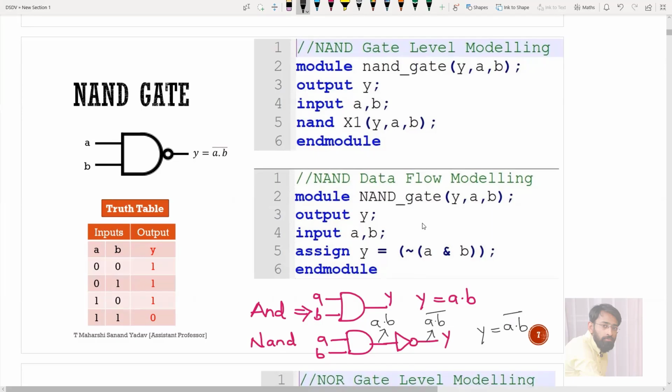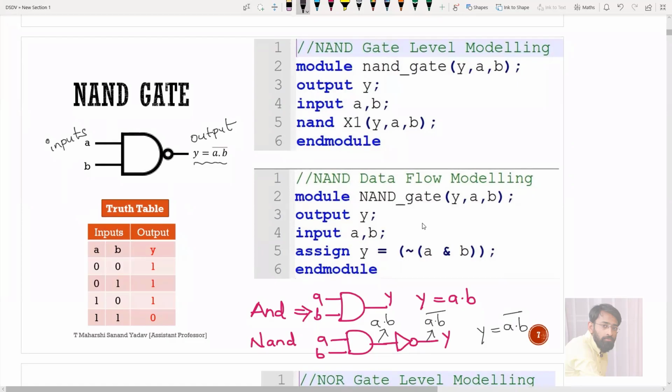So you can observe the boolean expression here, Y is equal to A dot B whole bar. Simply, the truth table for this NAND gate is the complement of the AND gate. So see here, the truth table. Generally the truth table gives the relationship between inputs and outputs. Here if you observe, there are two inputs which are A and B and one output which is Y. I've already told you the formula.